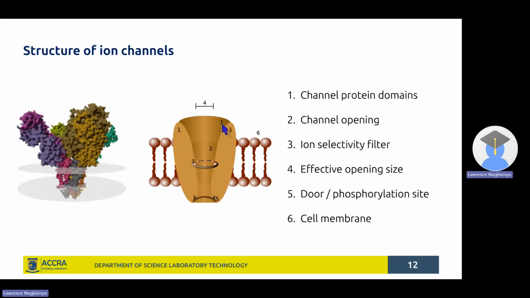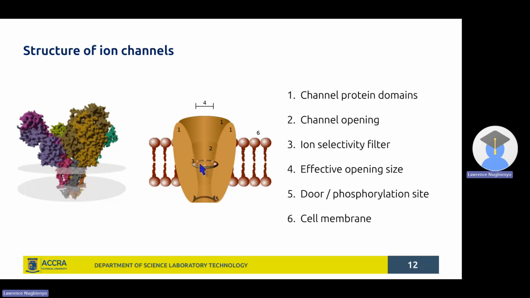Now, if you look at it much more closely, you have these structures made up of protein domains which are labeled 1. These are different domains of proteins which come together and form something like a funnel, through which you have these ions passing. And then you have what we refer to as the channel opening. That is the space through which the ions can pass.